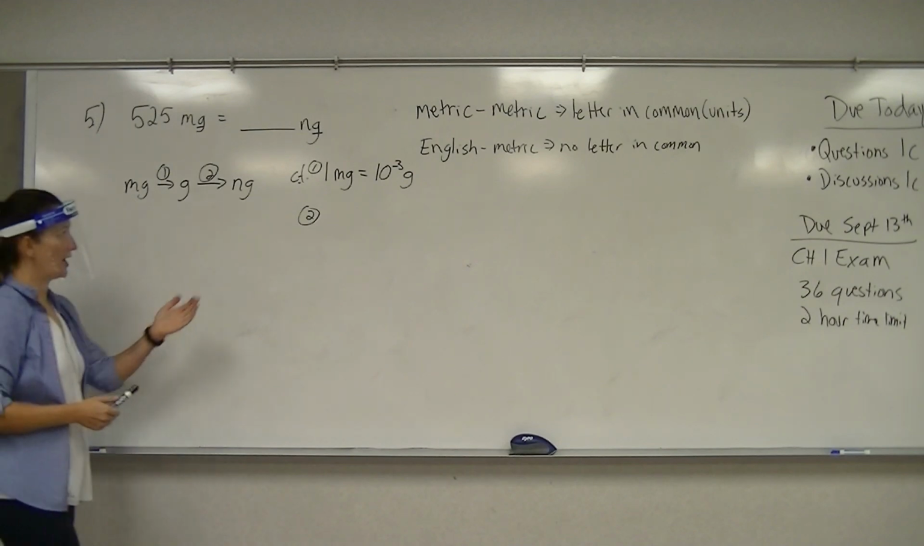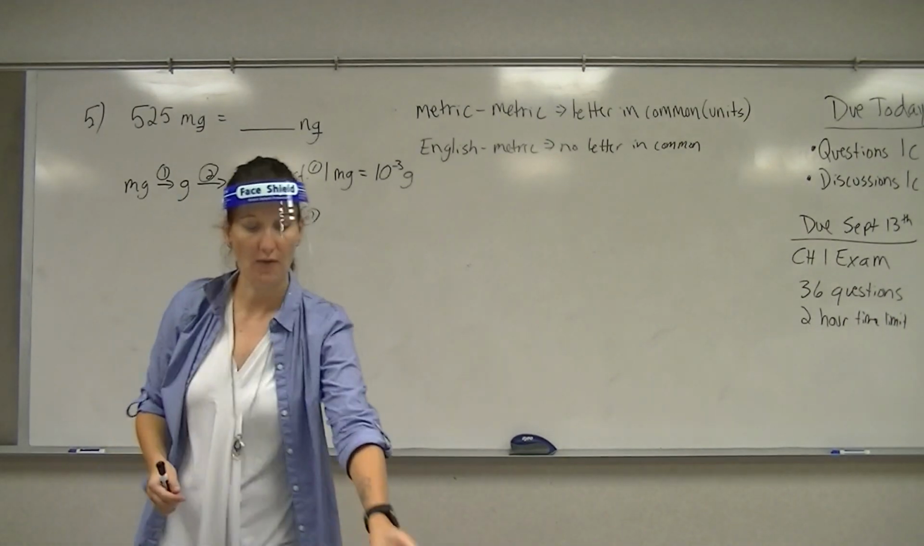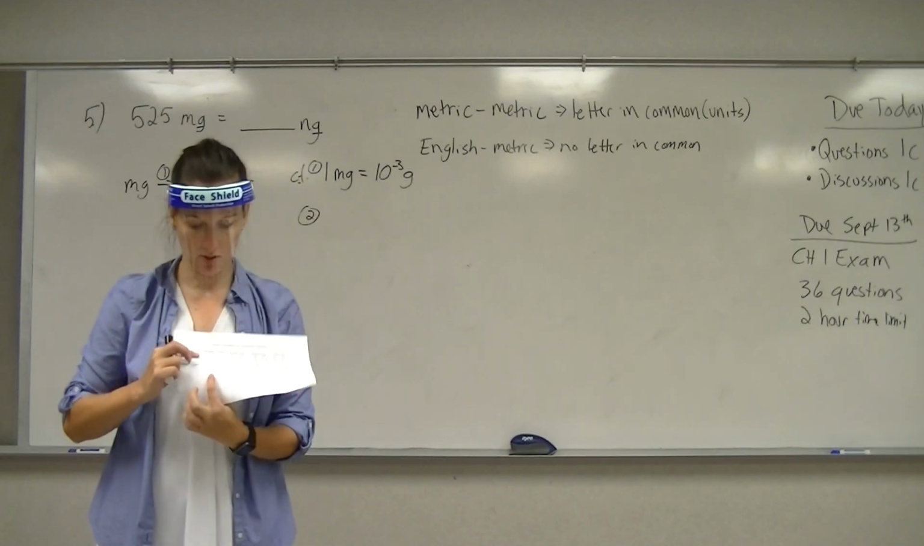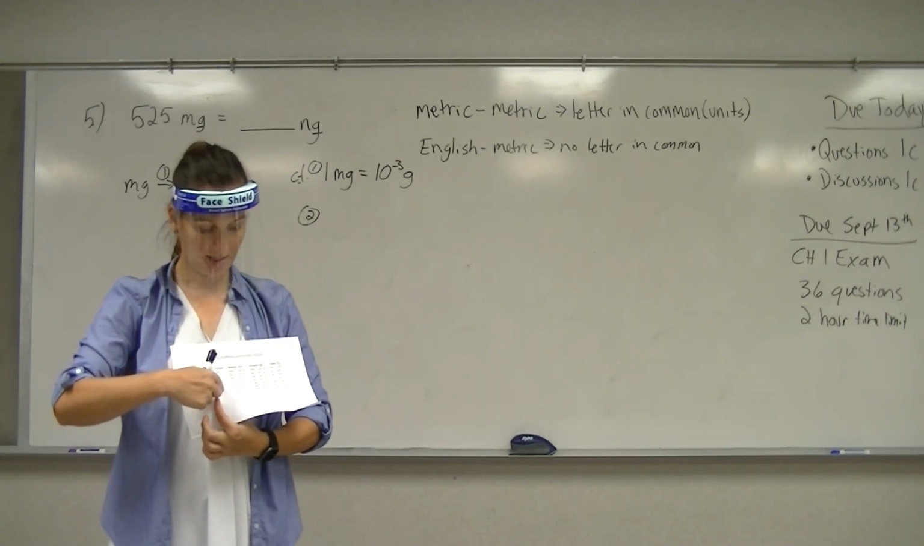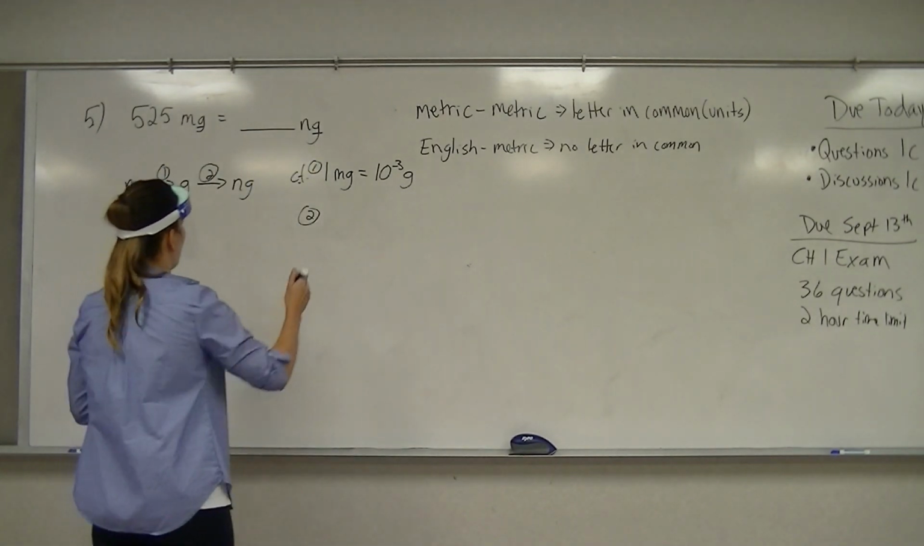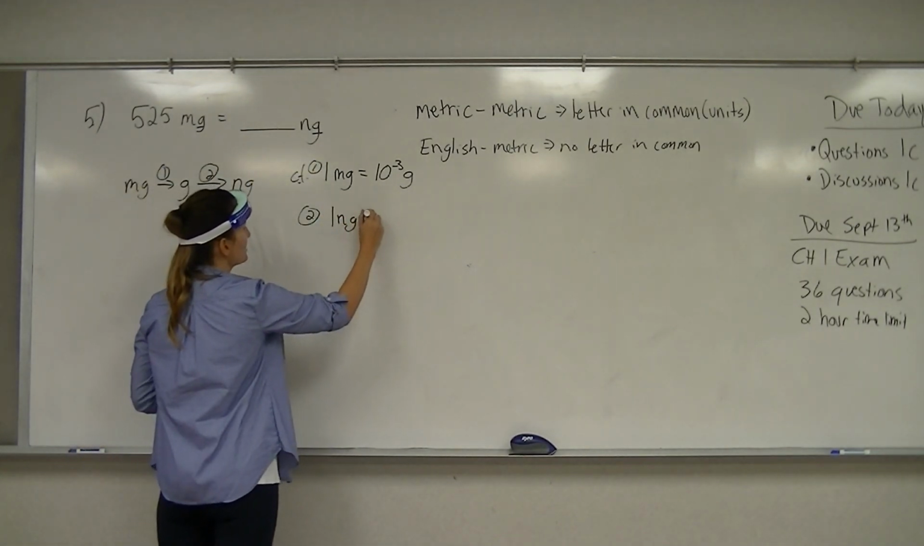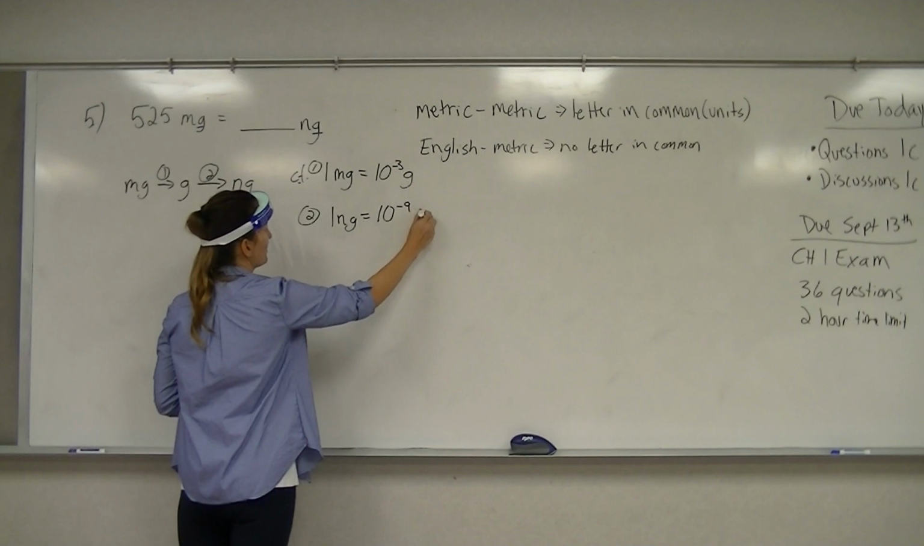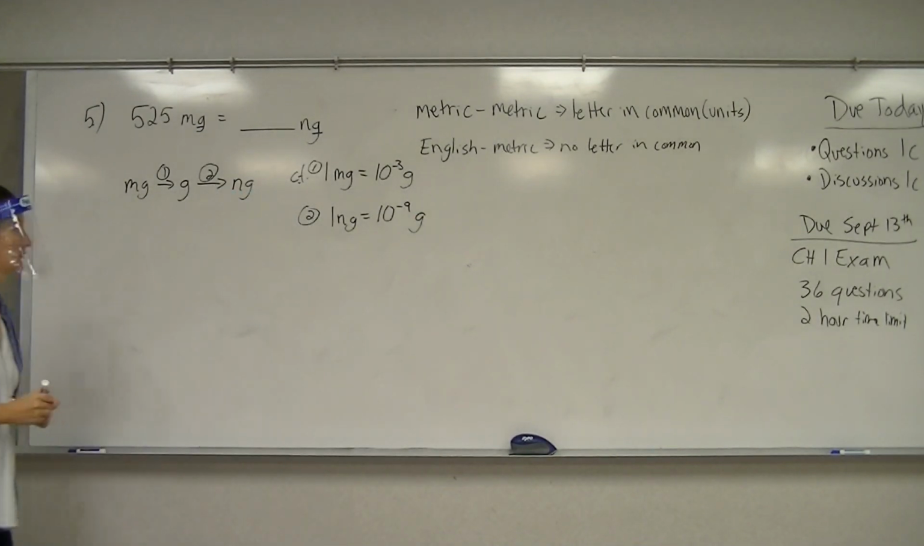So for my second one, I look up nano on the sheet. You follow it all the way down to the bottom. Nano, 10 to the negative 9th. So that means 1 nanogram is equal to 10 to the negative 9th grams. Is that correct? Okay.